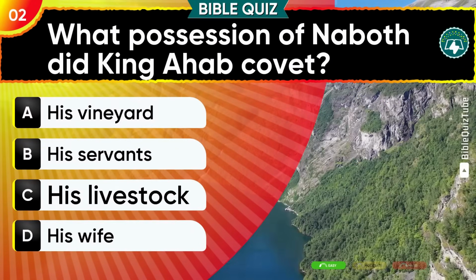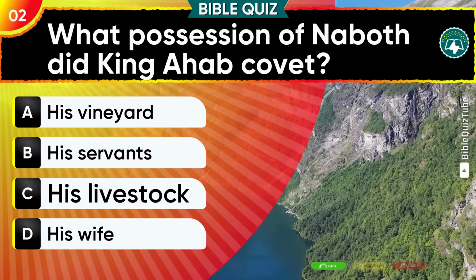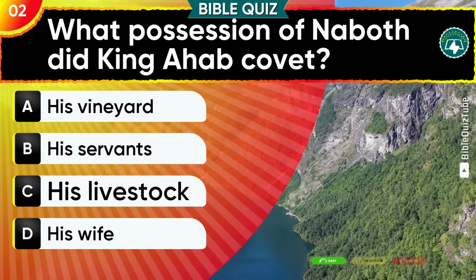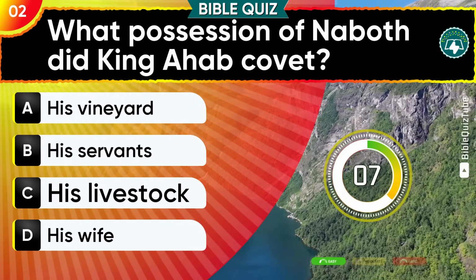Question 2. What possession of Naboth did King Ahab covet? A. His vineyard. B. His servants. C. His livestock. D. His wife.